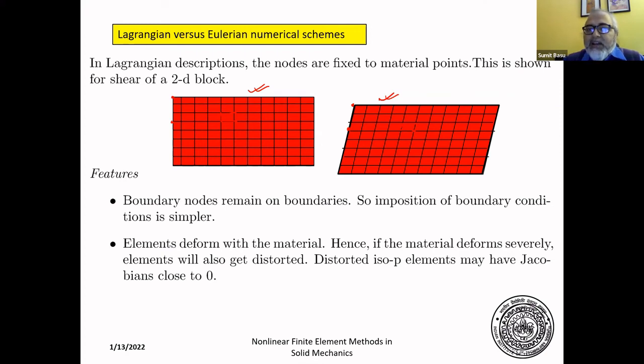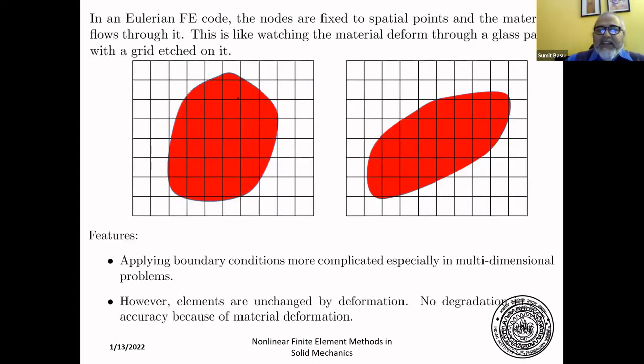Compare that with the Eulerian view. In the Eulerian view, this is again the body that you are deforming, but it is as if you are looking at the body through a glass sheet on which your finite element mesh is created. So your finite element mesh is created on a glass sheet, and you're looking at the deformation of the body through this glass sheet. So the body deforms in this manner, but your mesh does not get distorted at all. Only the amount of material in every element keeps on changing as time passes.